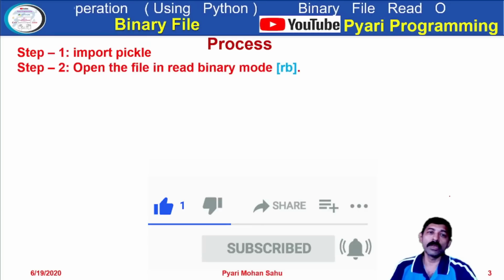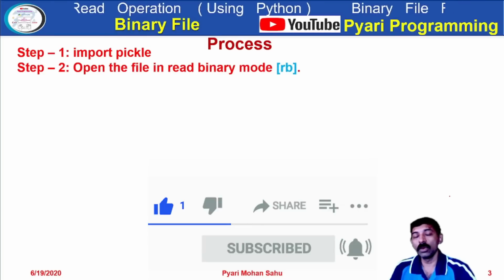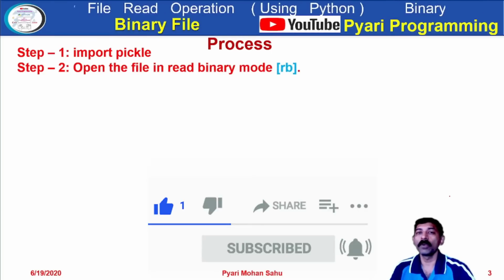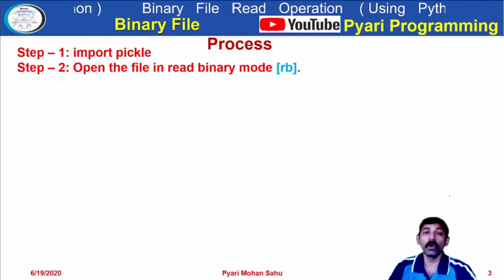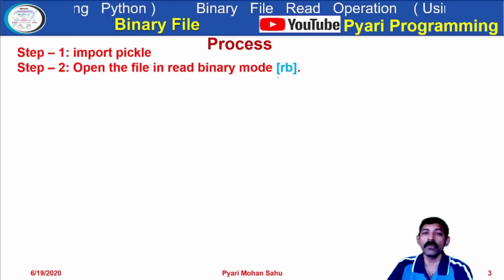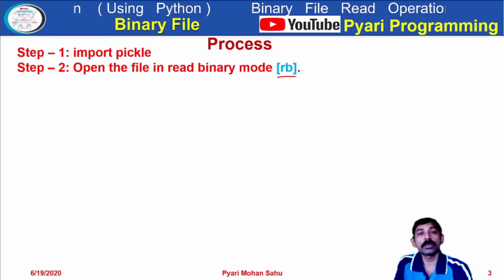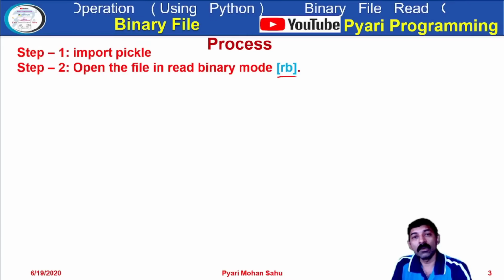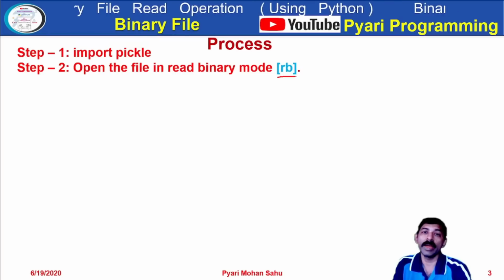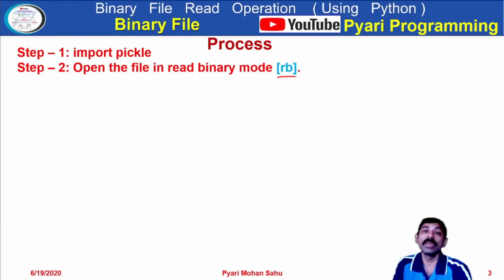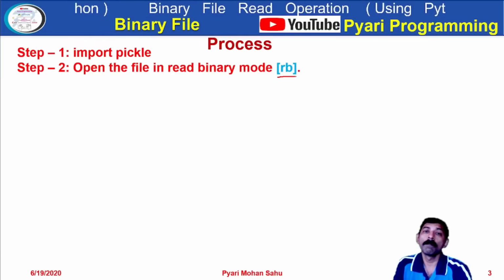The next step is to open the file. As we know, we use the open function to open the file, and the default mode is read mode. If the default mode is read mode, then what is the need for RB here? Because the default mode R is for reading a text file, not a binary file. Now we are going to deal with a binary file, so RB is required, where B stands for binary.